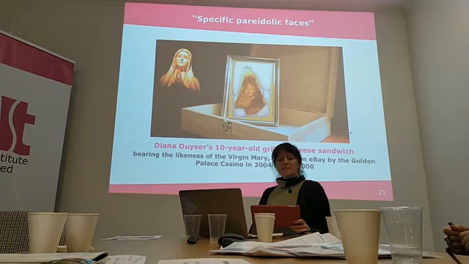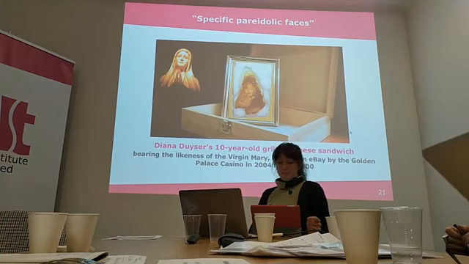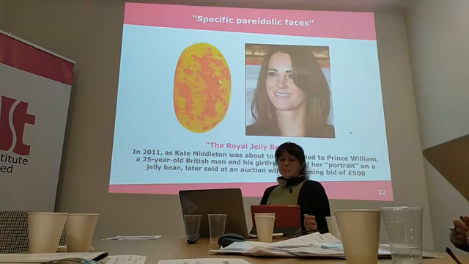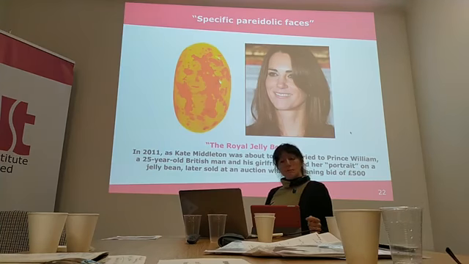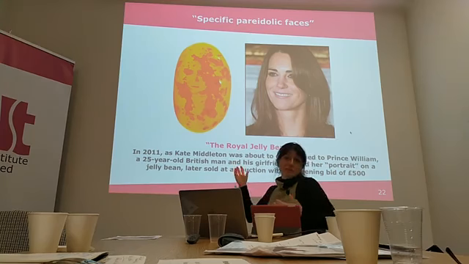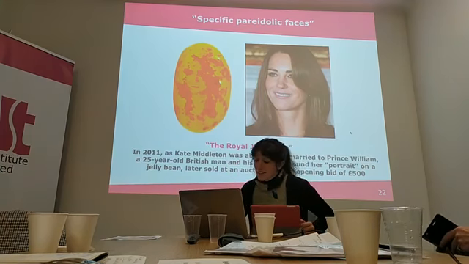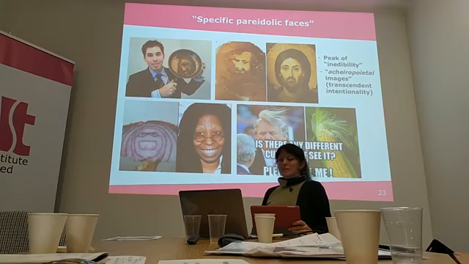Here we have Diana Duyser's 10-year-old grilled cheese sandwich bearing the likeness of the Virgin Mary. In 2004, it was bought on eBay by the Golden Palace Casino for $28,000. Here another interesting case. When in 2011 Kate Middleton was about to get married to Prince William, a 25-year-old British man and his girlfriend found their portrait on a jelly bean, which was later sold at an auction with an opening bid of £5,000. Well, of course, this is just Kate Middleton, not the Virgin Mary. And several other examples could be added to this list, so you have a few, some more here.